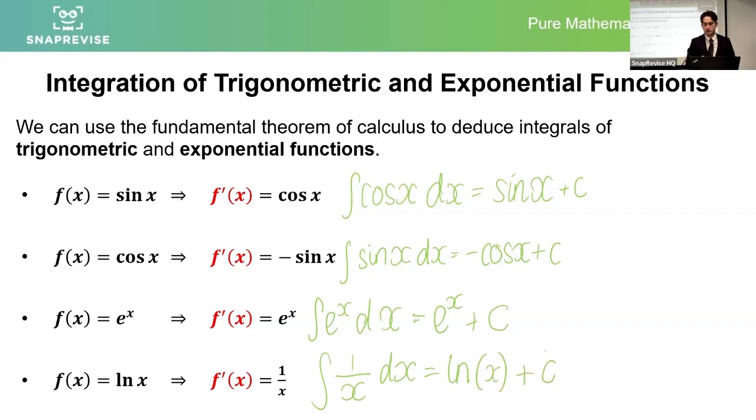Because notice the year 12 method of x to the minus 1 to integrate doesn't work. Because if you add 1 to the power and divide by it, you can't divide by 0. So it's a whole different thing.